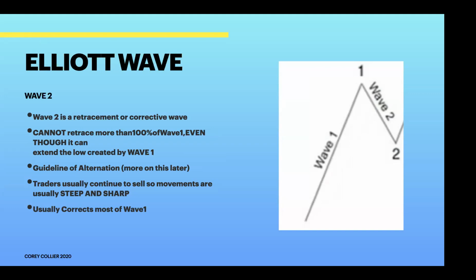This is actually the first time that we can begin to apply the guideline of alternation, and I'll cover this later on, guys. And traders usually continue to sell, so movements are usually steep and sharp. Now, wave 2 usually corrects more or most of wave 1. So typically, you'll see like a deep 786 retracement or 886 retracement with wave 2.